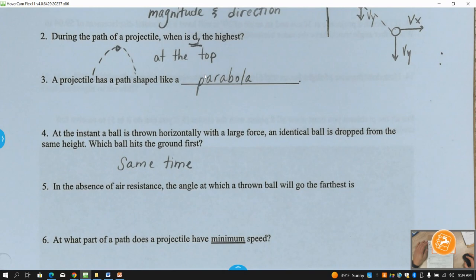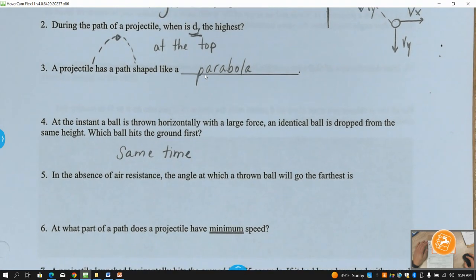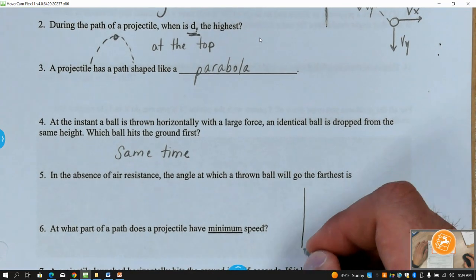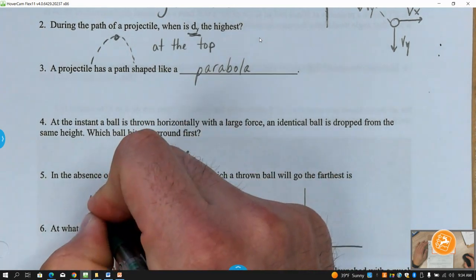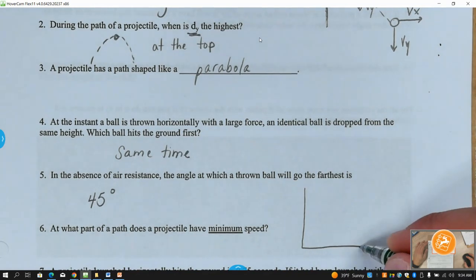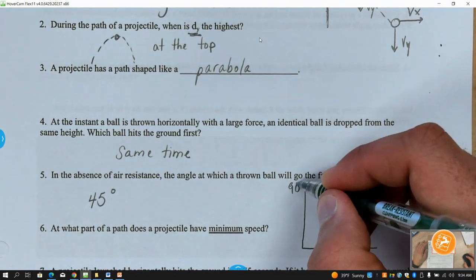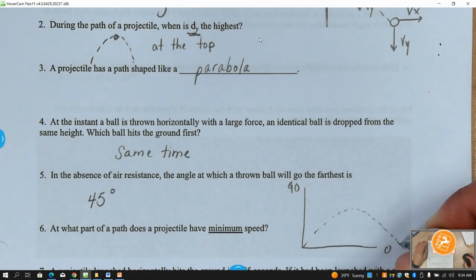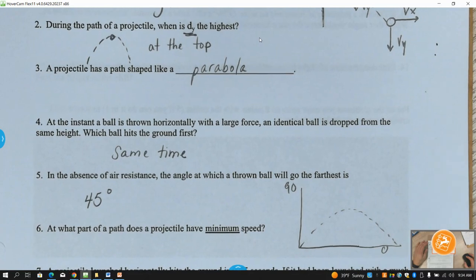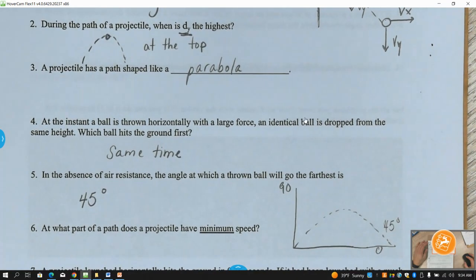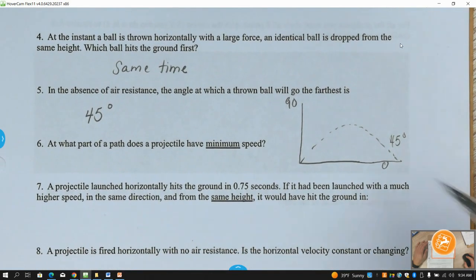In the absence of air resistance, which angle will the ball go the farthest? At what angle does this thing go the furthest? 45. Very good. It's equal parts of x and y. So if this is your 90 degrees, 0 degrees, 45 is like the sweet spot. It's going to give the farthest possible range.